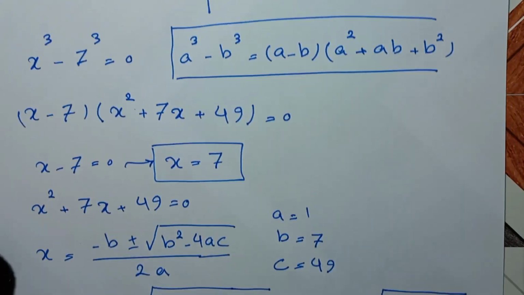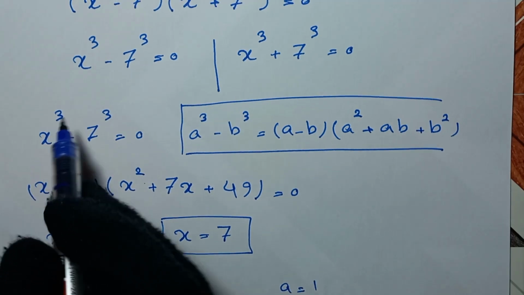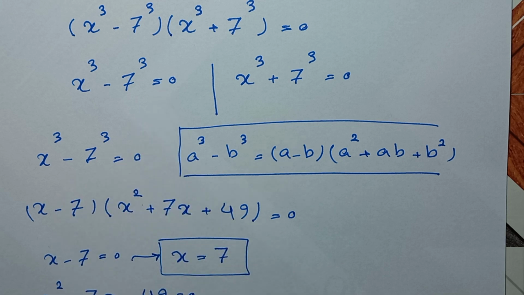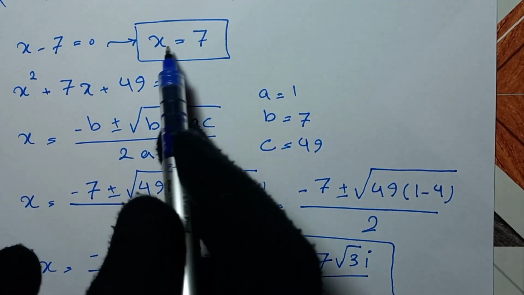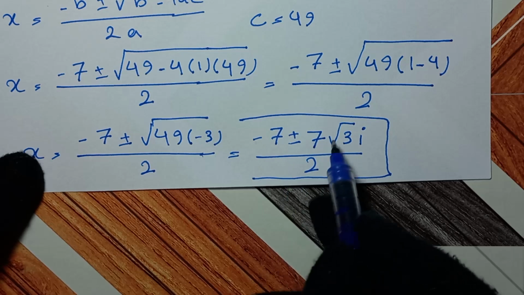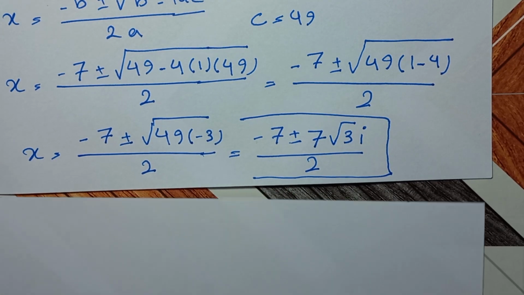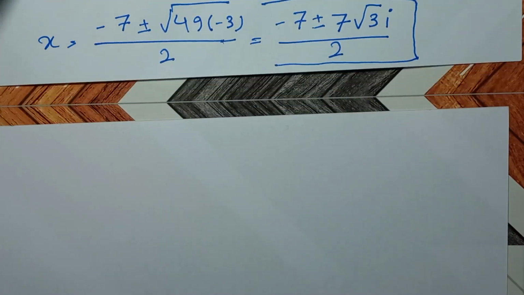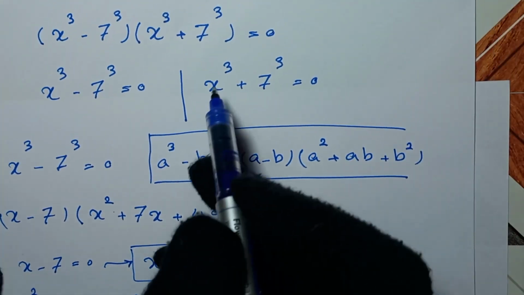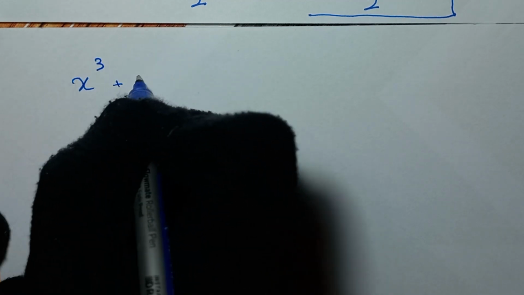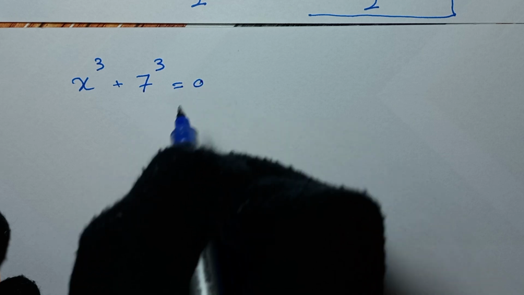So from this equation, x to the power of 3 minus 7 to the power of 3 is equal to 0, we have three solutions, right? x is equal to 7, and these two complex solutions. So in the next step, we write this equation: x to the power of 3 plus 7 to the power of 3 is equal to 0.